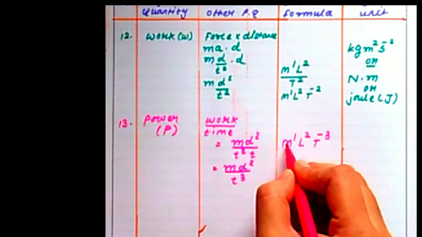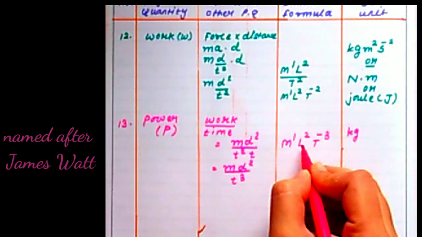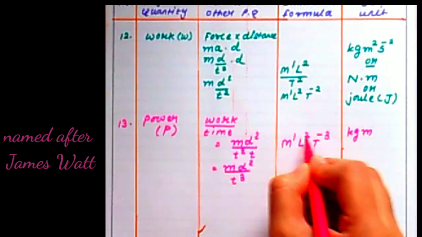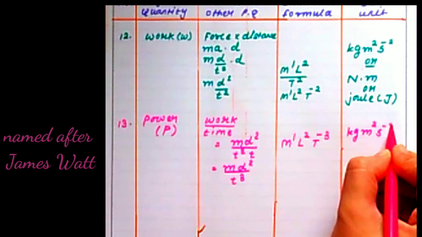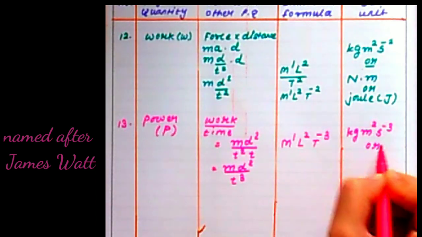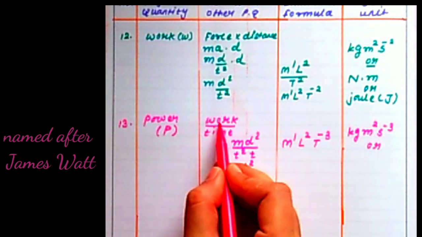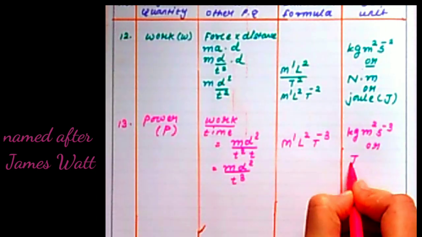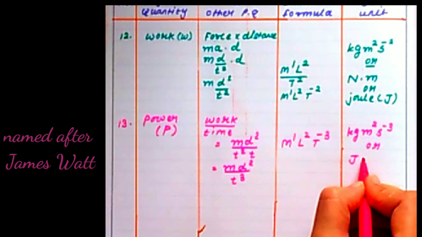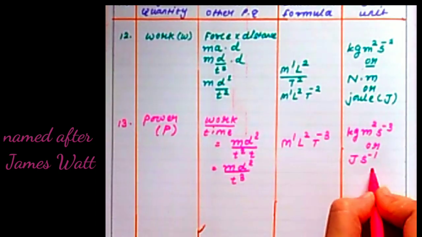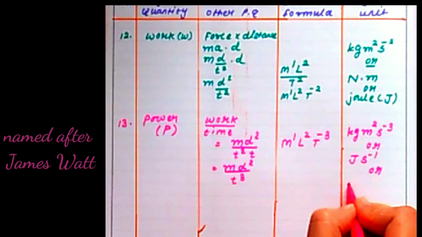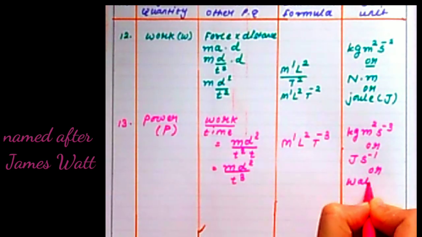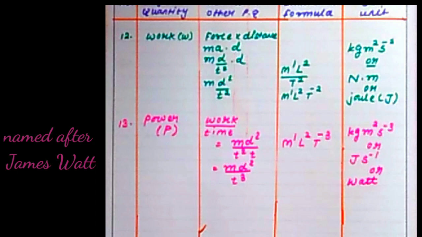Unit of mass is kilogram, unit of length is meter and square is as it is, and unit of time is second -3. Let's take the second unit. Here unit of work is joule and whole divided by unit of time is second, so second inverse. And the SI unit of power is watt, named after James Watt. Remember this conversion: 1 joule per second equals 1 watt.